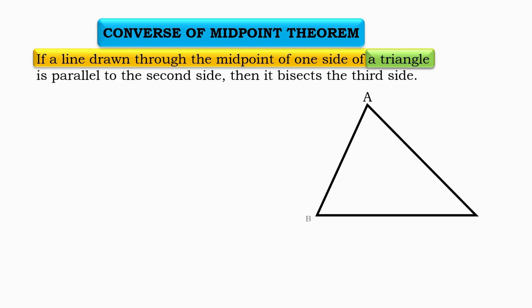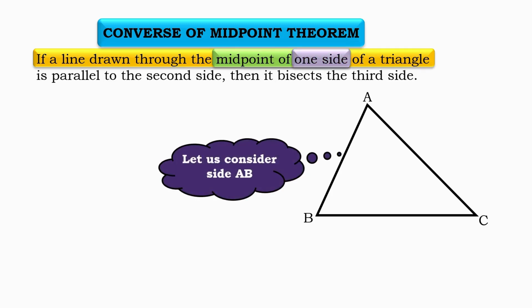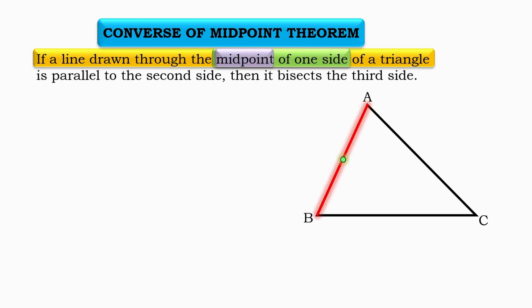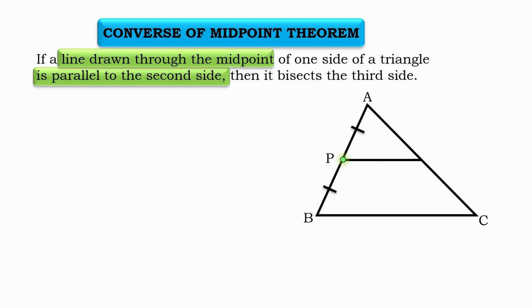So let us draw the triangle ABC. What is given is that the line is drawn through the midpoint of one side. Let us consider that side AB, with midpoint P. That means PB equals PA, correct? It is parallel to the second side. The other side we have considered is AC, and we have drawn a line parallel to side BC. So PQ is parallel to BC. What we need to prove is that Q bisects the third side, meaning Q should be the midpoint of AC.